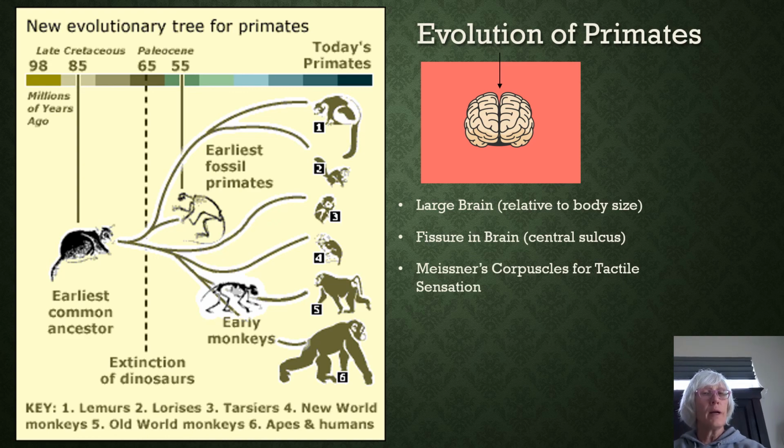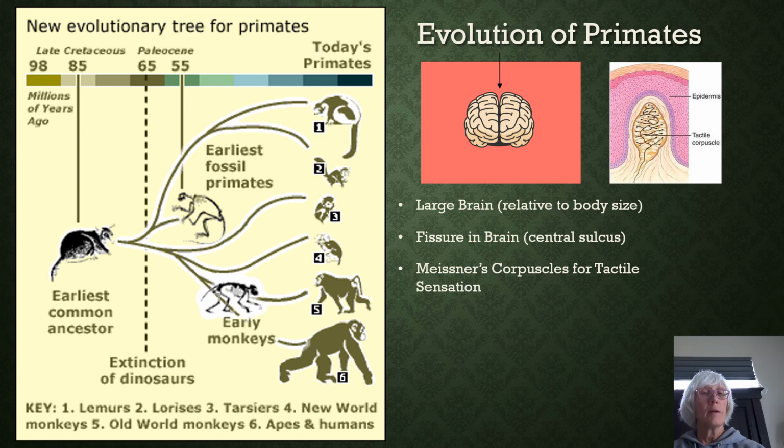Primates also have specialized cells in their skin for tactile or touch sensation. These cells are called Meissner's corpuscles, and they allow us to sense things very astutely through our skin.